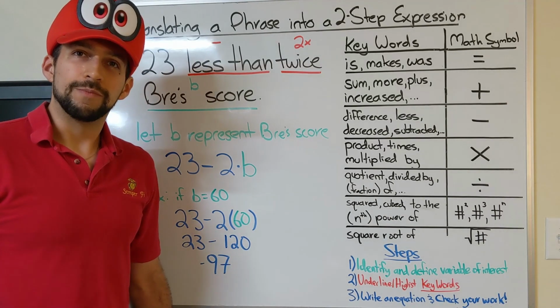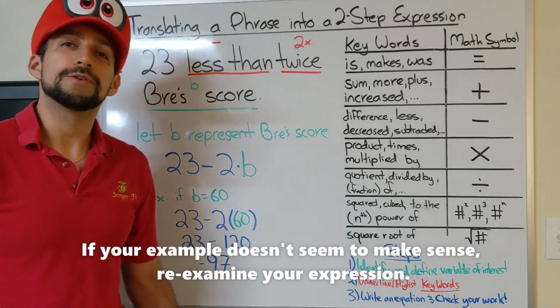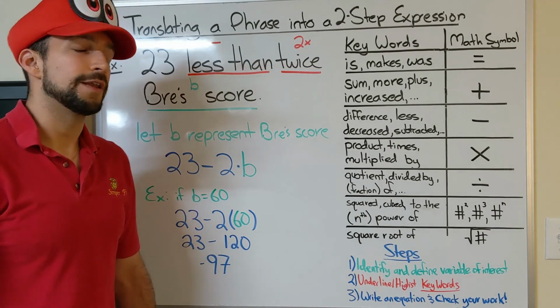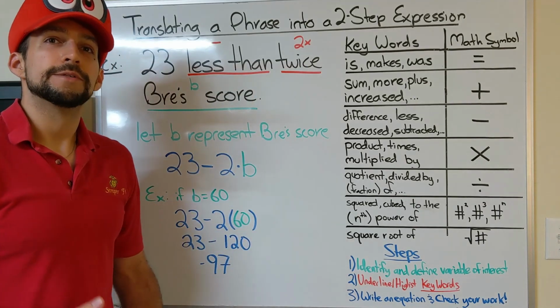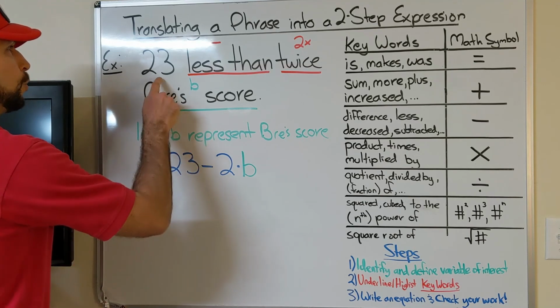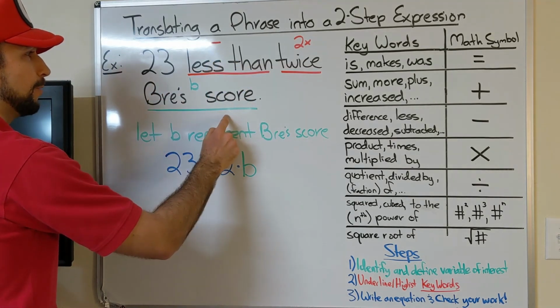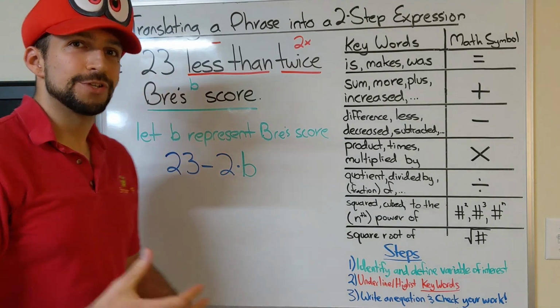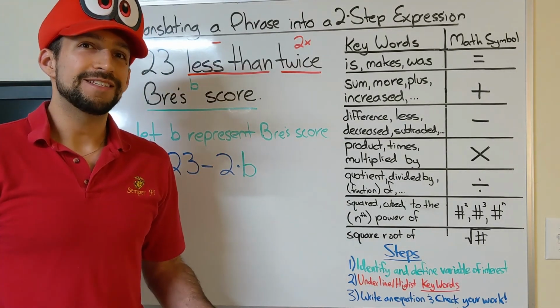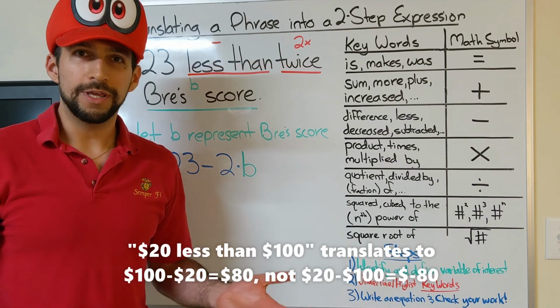Now, I know some of you haven't been doing much ALEKS, but I don't think anyone has a score of negative 97. And this certainly didn't make sense, given what our phrase was. So let's go back and see where we went wrong. Now, here's what we wrote down. 23 less than should be subtraction, twice Bree's score. Now, here's the issue. Just like what we encountered yesterday, if I say I want $20 less than $100, that doesn't mean 20 minus 100.